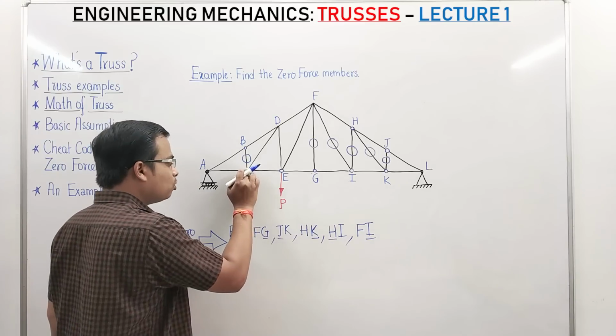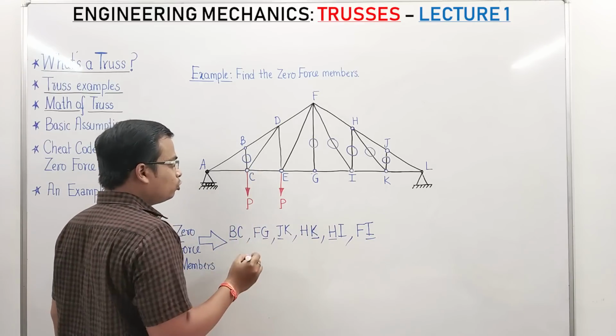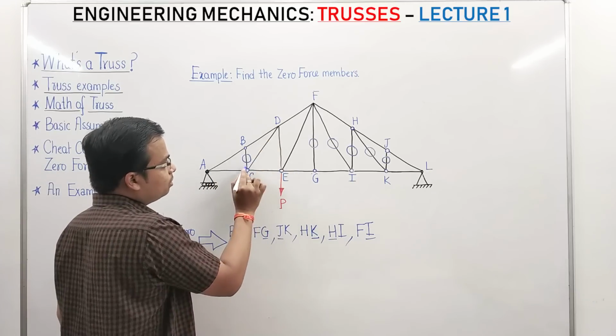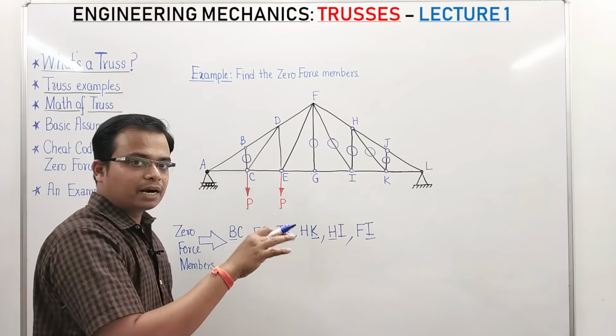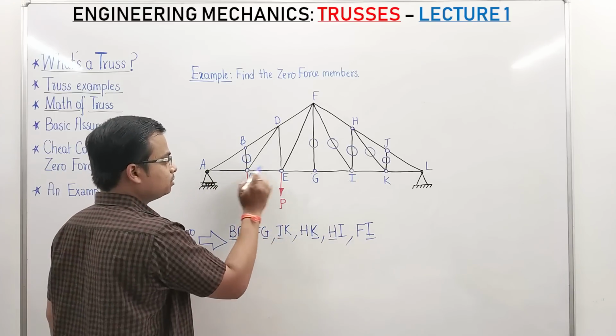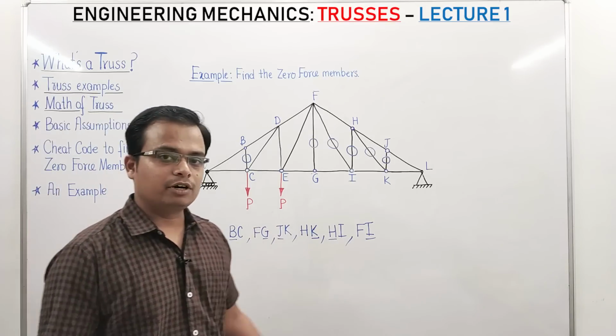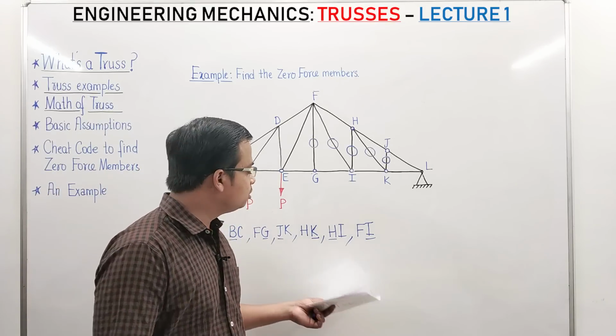Even if you focus on this joint C, joint C essentially has three members, 1, 2 and 3. This one is already 0, so you cannot practically use it. So there are three members, but there is already a force acting. And whenever there is a force acting, you cannot apply either of the cheat codes. This is the basic idea.